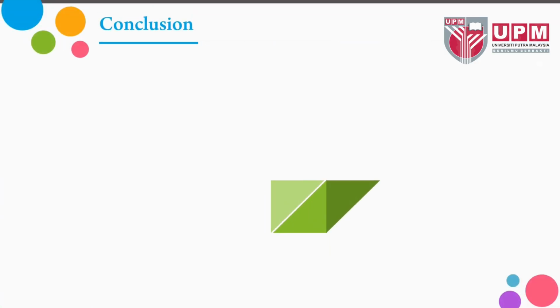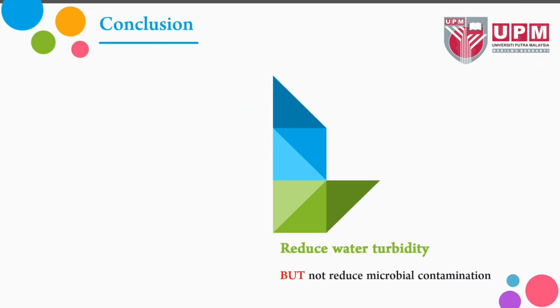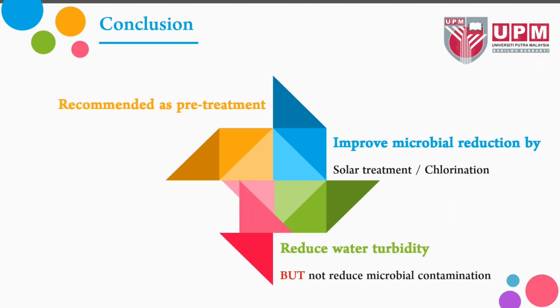In conclusion, sedimentation often is effective in reducing water turbidity, but it is not consistently effective in reducing microbial contamination. However, turbidity reductions often improve microbial reductions by physical and chemical disinfection processes such as solar treatment and chlorination, respectively. Hence, plain sedimentation or gravity settling of highly turbid water for household use is recommended as a pre-treatment for systems that disinfect water, since it is easy to perform and requires a minimum of materials or skill.